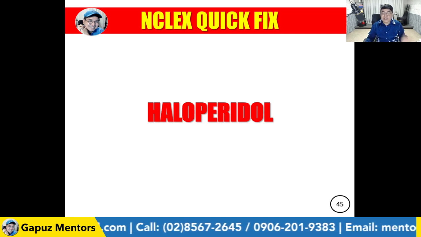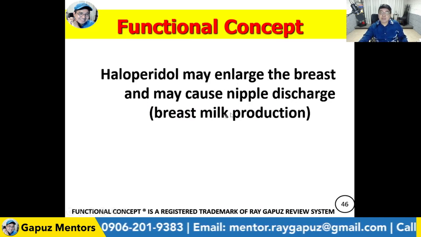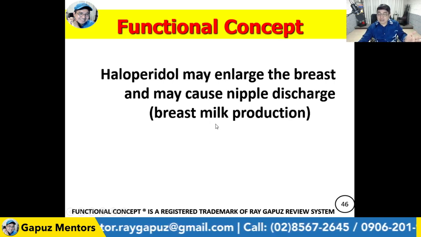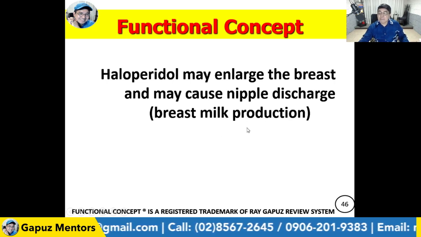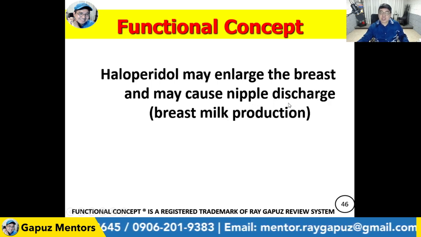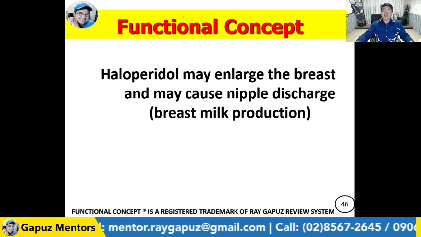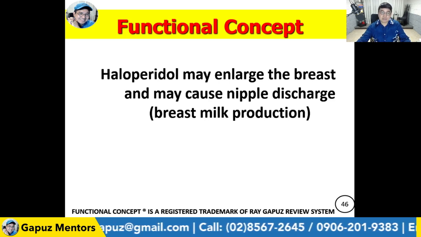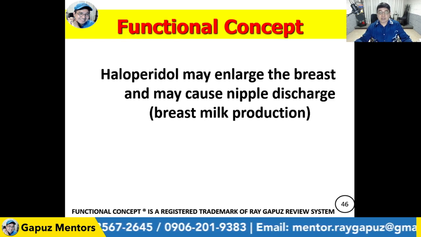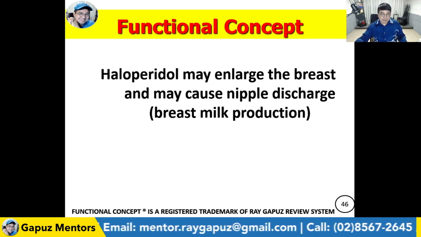Okay, one important thing that I'd like to highlight regarding haloperidol is it may enlarge the breast and may cause nipple discharge or breast milk production. Usually this occurs in females, but in some cases it also affects males. So there's going to be nipple discharge or breast milk discharge, as the case may be, as described by the patient. So if the patient who's taking Haldol tells the nurse, "My nipples are secreting breast milk," that should be interpreted as a side effect of the drug.